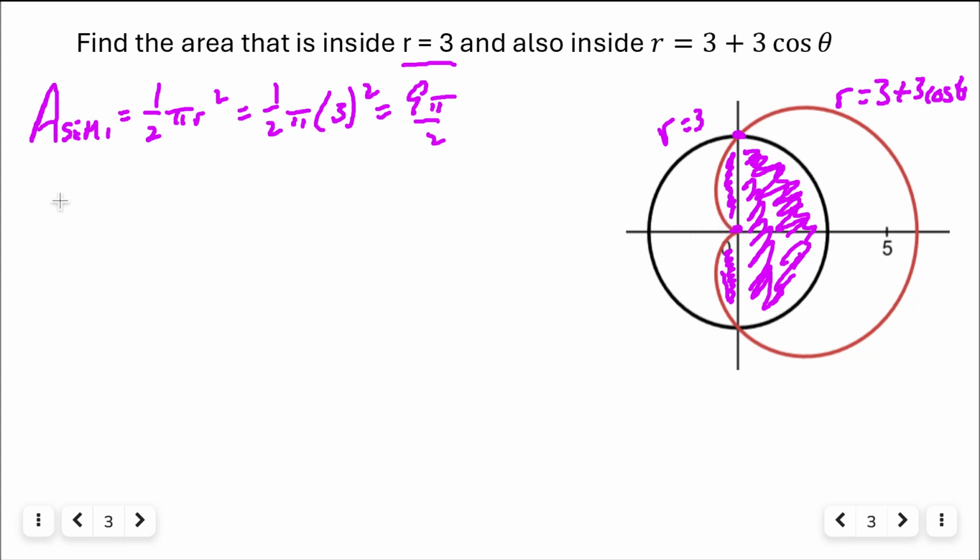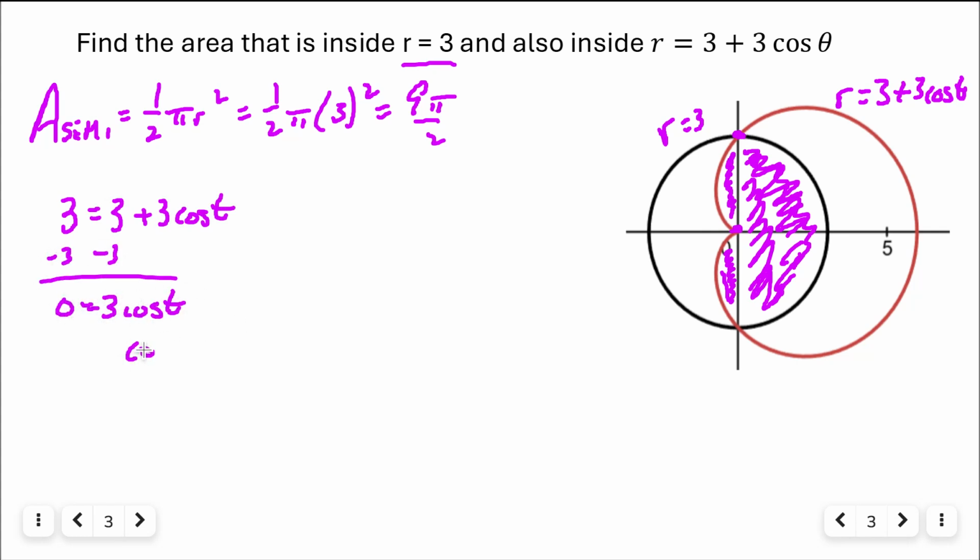So let's go find both of those. So I need to know where 3 is equal to 3 plus 3 cosine theta. So I can subtract 3 over. So then cosine theta will have to equal 0 when I divide by 3. So theta is going to have to be, where's cosine 0? At pi over 2 and 3 pi over 2. Okay, so this up here is pi over 2. That's good. I mean, you can see it on the graph, right? But it's good to check.